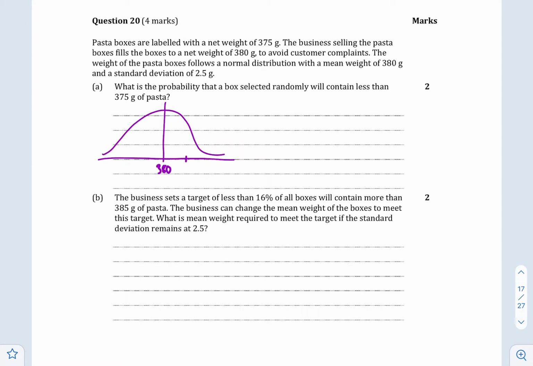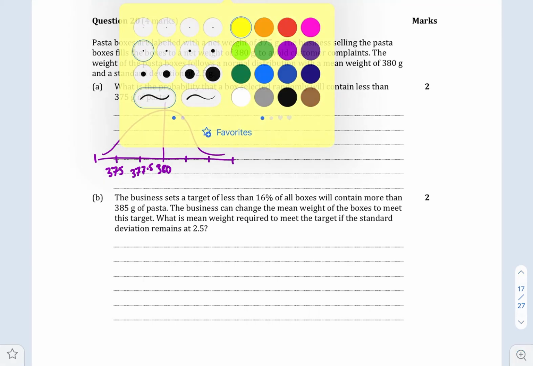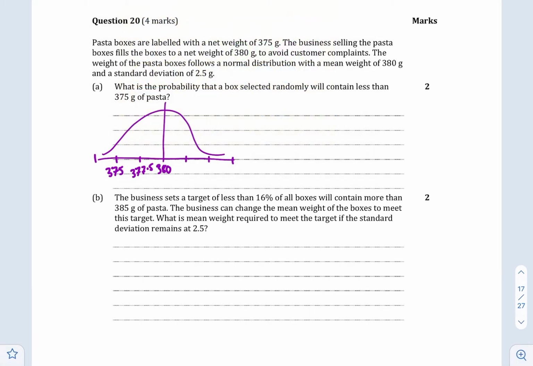That means every time I go to the right by 1 standard deviation, I'm going up by 2.5, and any time I go to the left, I'm going down by 2.5. So if I've got my 380 to start and I take away 2.5, I get 377.5. If I take away another 2.5, I get 375. For the moment, I'm only going to include that because I don't want to spend too much time populating a graph where I've already got the key bits of information.